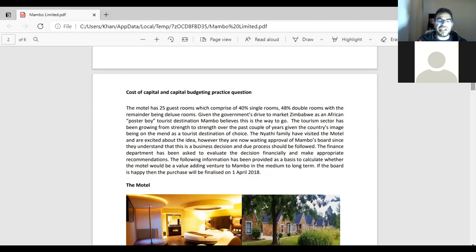The following information has been provided as a basis to calculate whether the motel would be a value adding venture to Mambo in the medium to long term. If the board is happy, then the purchase will be finalized on 1 April 2018. Okay, so now you have a background of the company, of what the scenario is all about.